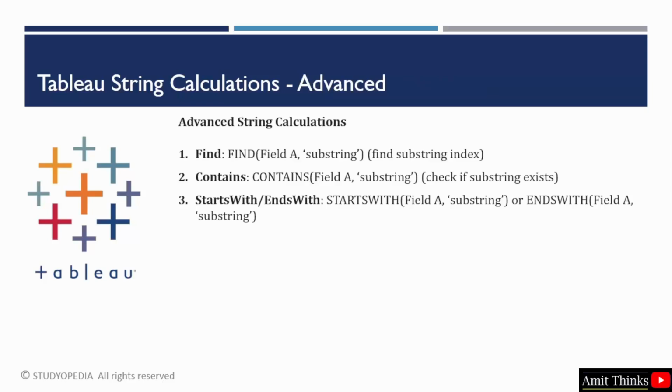Then comes your advanced calculation to find the index of a substring, to check if a substring exists or not. For that we have the contains method, and then the starts with or ends with method. If you want to check, let's say, whether a category begins with the word be or not, or ends with the word be or not, using these methods you can implement it.